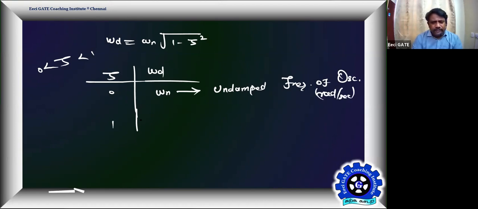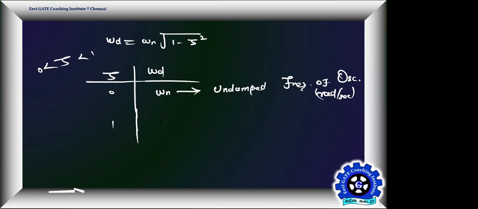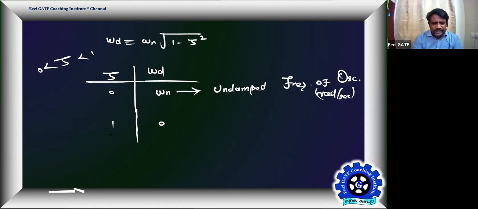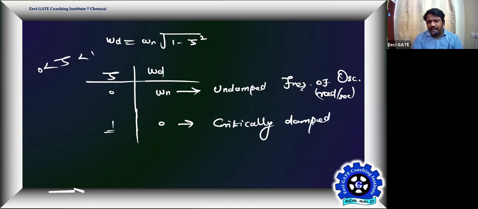Then zeta equal to 1. What happens to omega d? 0. Extreme. Yes. Then no oscillations. Yes, that's a good point. A critically damped system will have 0 oscillations. That's why we call it a critically damped condition. So critically damped system has 0 oscillations. So what is the damping which makes the response oscillation free? That's a point known as critical point.